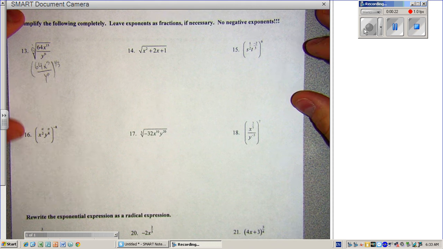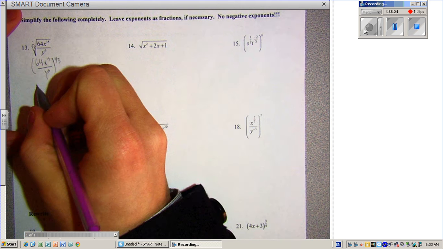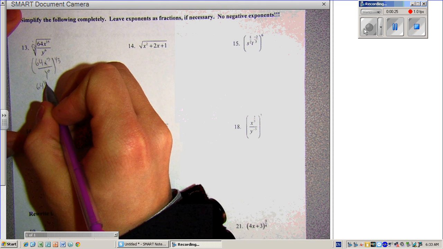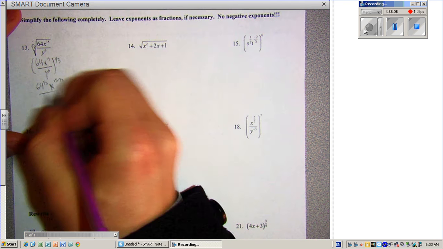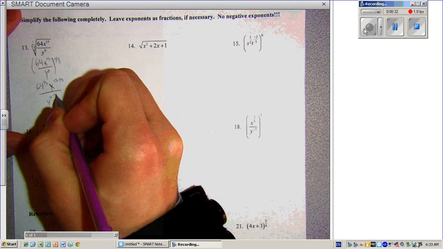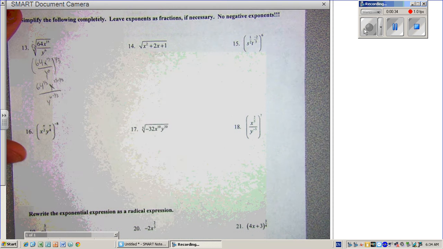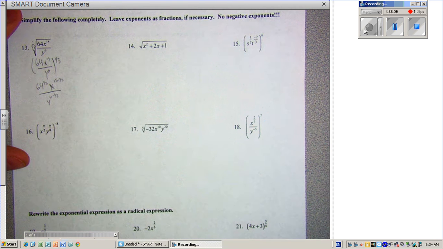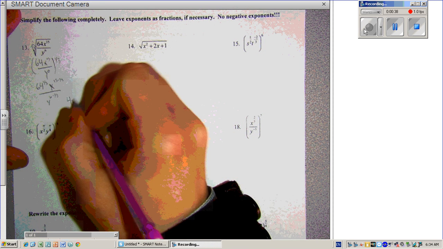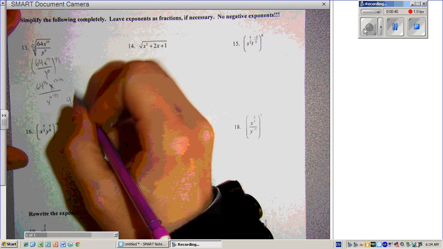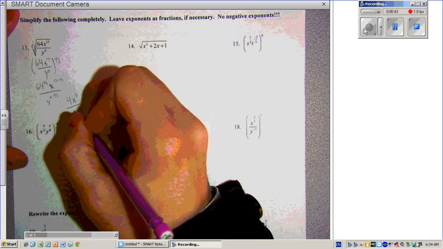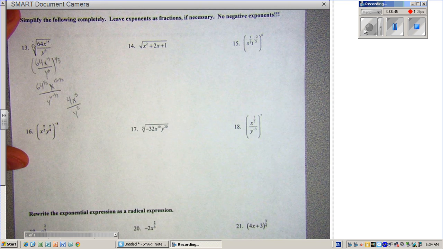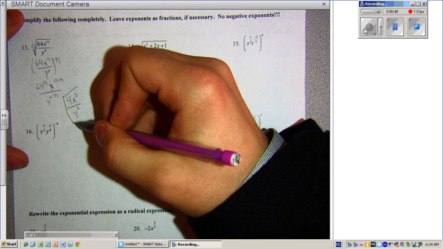And then I need to think about it as distribution. So I'm going to raise each term, 64 to the 1/3, x to the 15th times 1/3 over y to the 6th times 1/3, and then simplify each expression. So the cube root of 64 is 4, 15 times 1/3 is 5, and 6 times 1/3 is 2. So I'm left with 4x to the 5th over y squared.